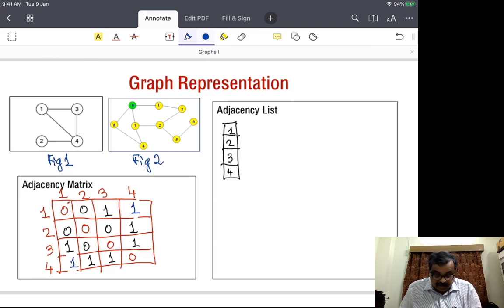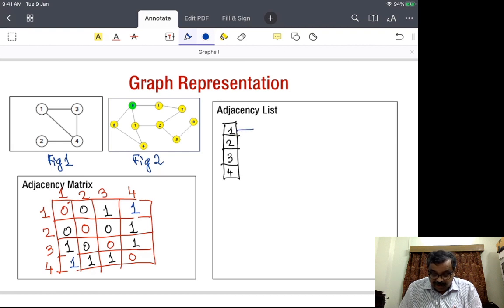So have we got all our edges? There are 2 from 1. There is 1 from 2. There are 2 from 3. And there is 3 from 4. So here, once we come back to this example, so here are our edges.